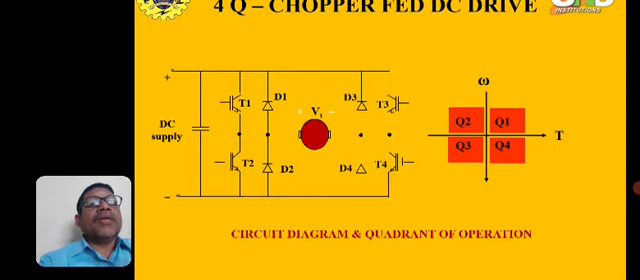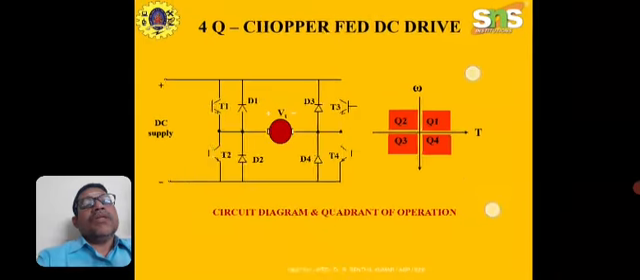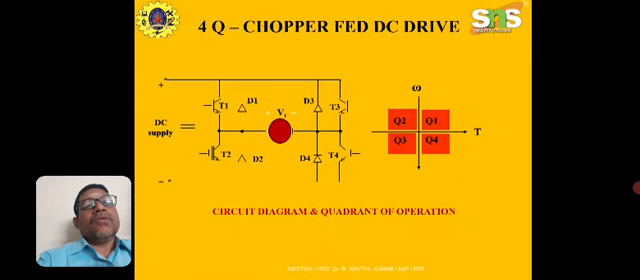On the right hand side, the x-axis is the torque and the y-axis is the speed omega. Quadrant 1 is forward motoring. Quadrant 2 is when the torque reverses, it is forward braking. Quadrant 3 is reverse motoring, and quadrant 4 is reverse braking. Now let me see the operations of the four quadrant operation.